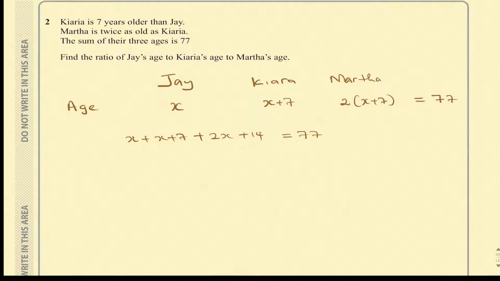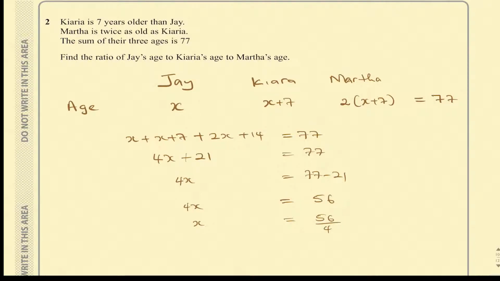Put all the like terms together. So x plus x is 2x plus 2x is 4x. 4x plus 21. 14 plus 7 is 21. And that equates to 77. I need to take 21 away from both sides. So I'm getting 4x equals 77 minus 21. And then I'll divide both sides by 4. So 4x equals 56. X equals 56 over 4.